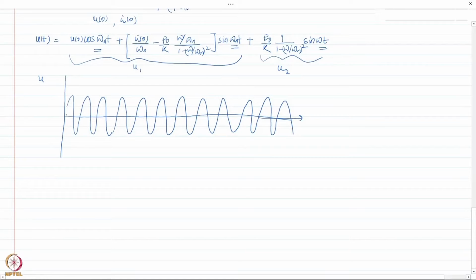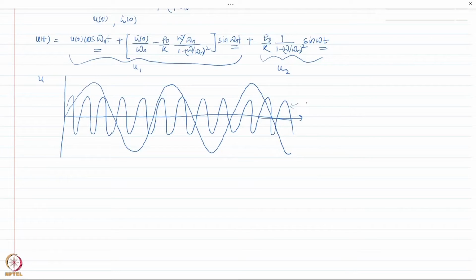Let us say it looks like something like this. Now, which one would look like which plot? For example, you might argue why the first u1 looks like this and not the other way. Well, it depends on the relative ratio of the frequency, omega by omega n. So just for demonstration, I'm assuming that it looks like this. Let us say this is my u1 and this is my u2.